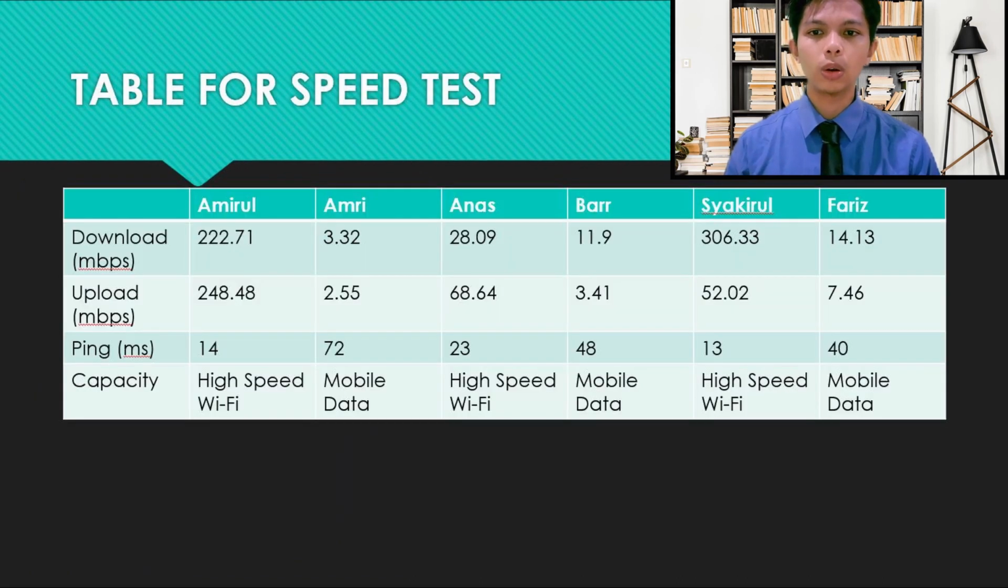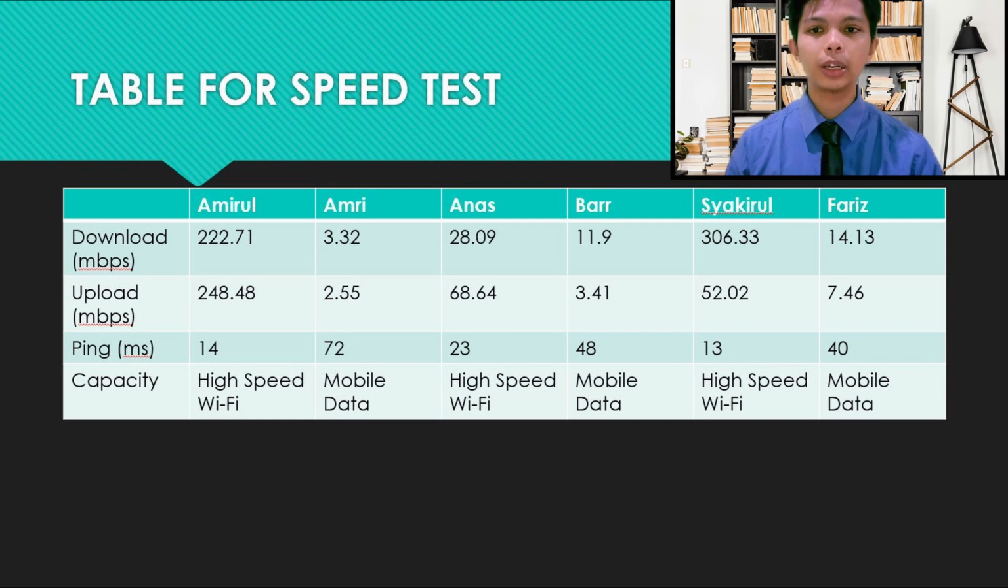First, Amirul, who used a Wi-Fi connection for this testing, got 220 plus for download speed, 248 for upload speed, and 40 milliseconds for ping. Next is Fariz, who used a cellular hotspot connection for this testing. He only got 40 Mbps for download speed, 7 Mbps for upload speed, and 40 milliseconds for ping.